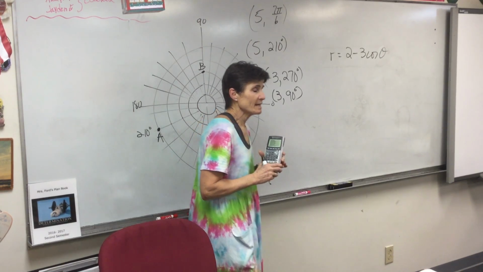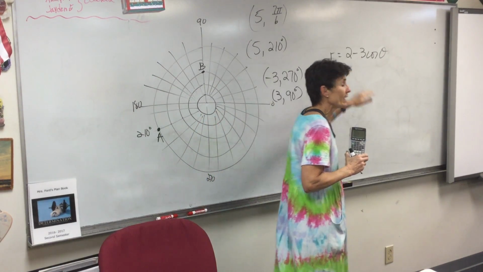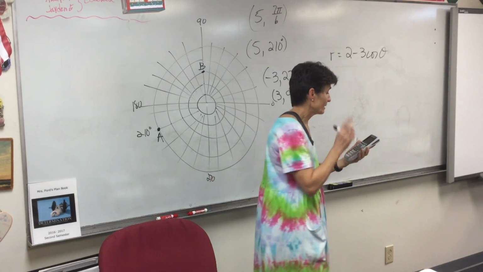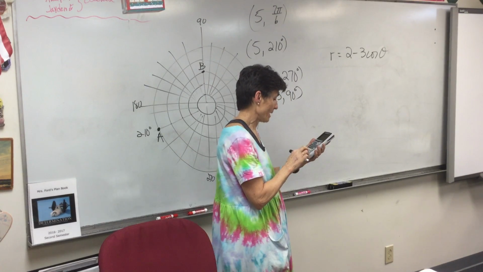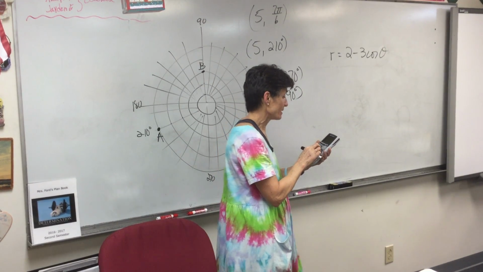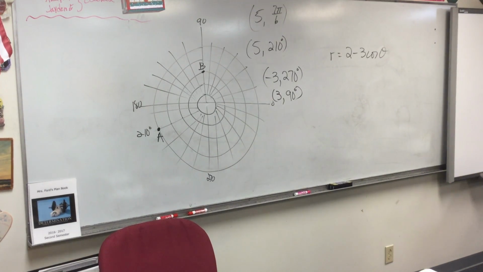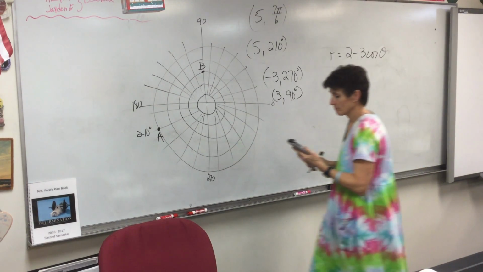All right, so once I get this all set up, I'm going to go ahead and type in my equation. So y equals, and I type in my equation, 2 minus 3 cosine theta. Remember, theta is your x variable button, and then press graph.